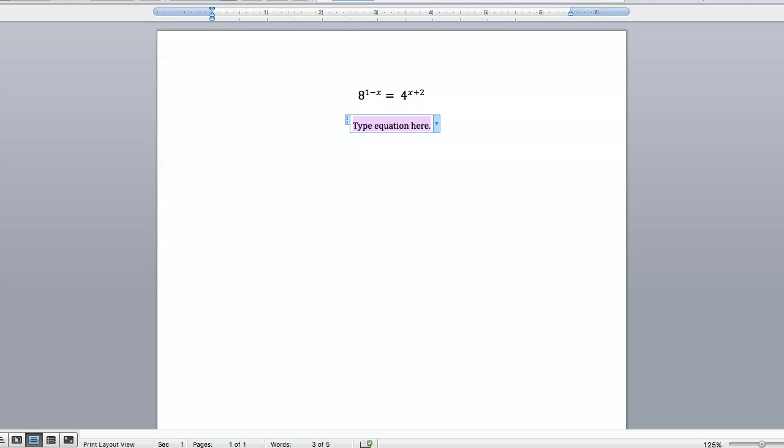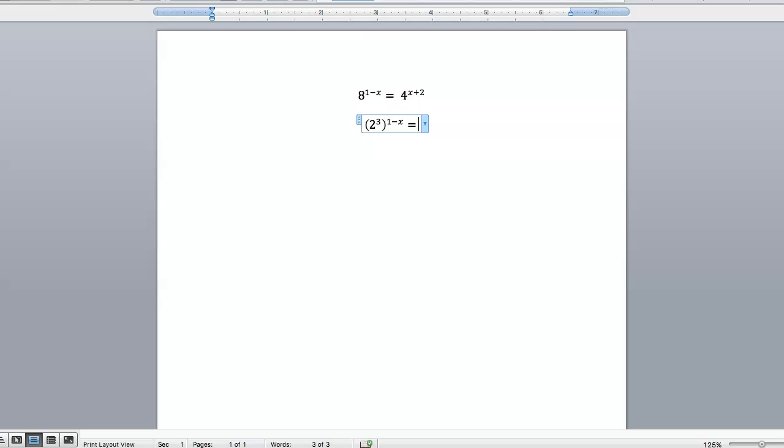Sadly, these ones aren't. However, we can fix that because I can write both 8 and 4 as powers of 2. So I know that 8 is 2 to the third power. So if I put 2 to the third to that same power 1 minus x, that still says 8 to the 1 minus x power. It just does it in a more convenient way.